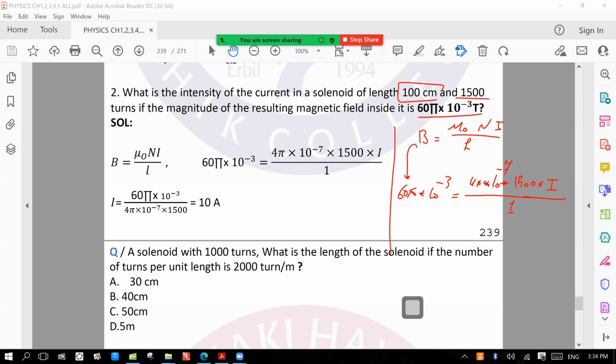So now I can cancel pi with the pi. And I can cancel 7 with the 3. Negative 4 remains, and this negative 4 will be cancelled by this 2, so it will remain negative 2. And then you can just multiply 4 by 15, which is equal to 60. 60 divided by 60 is equal to 1. And then we're going to find I, which is equal to 10 amperes. Okay, this is how you're going to find the current.